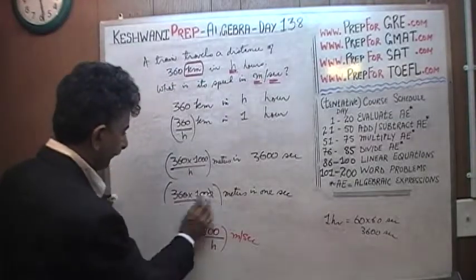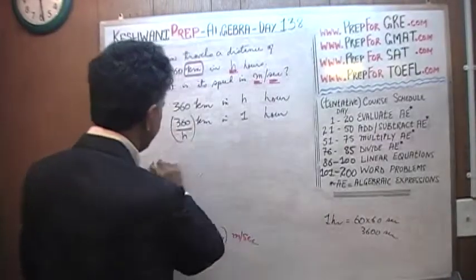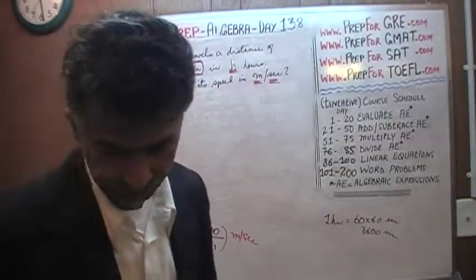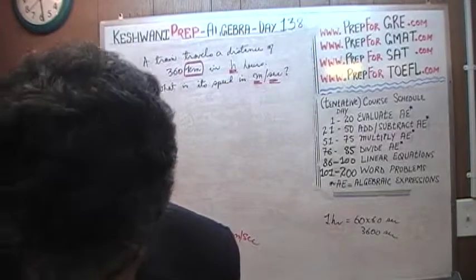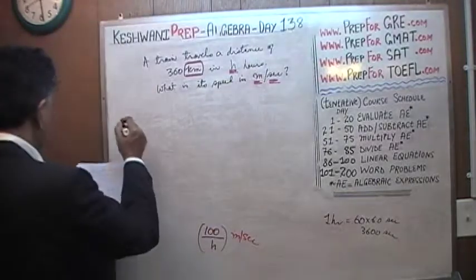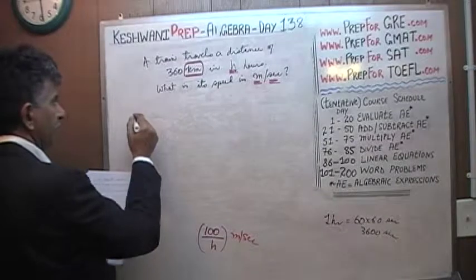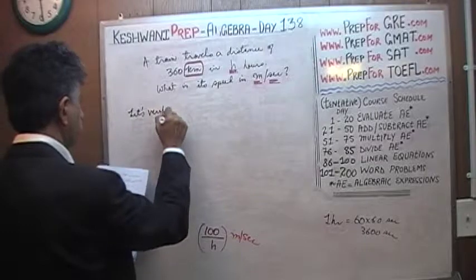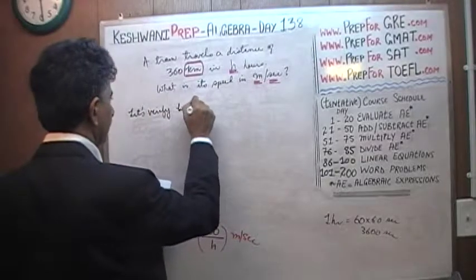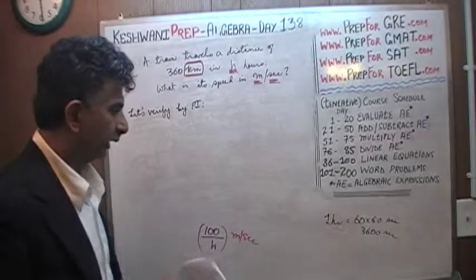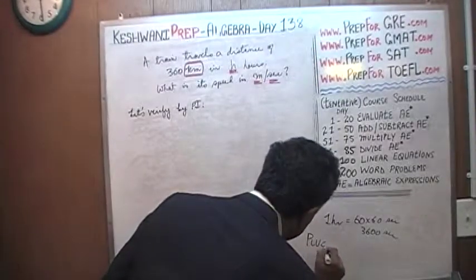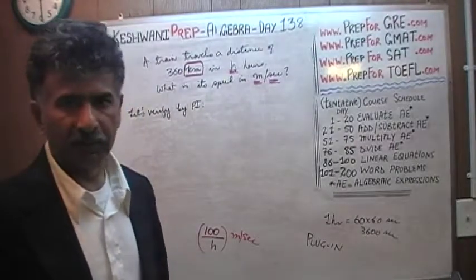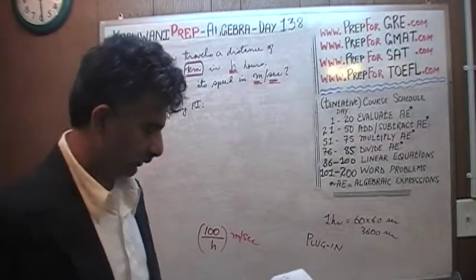How fast do you want it to go? So here's the verification part. So let's verify by plugging in. PI stands for plugging in. Plug in numbers for variables. Some people call it plugging in, some people call it substituting, whatever you want to call it.